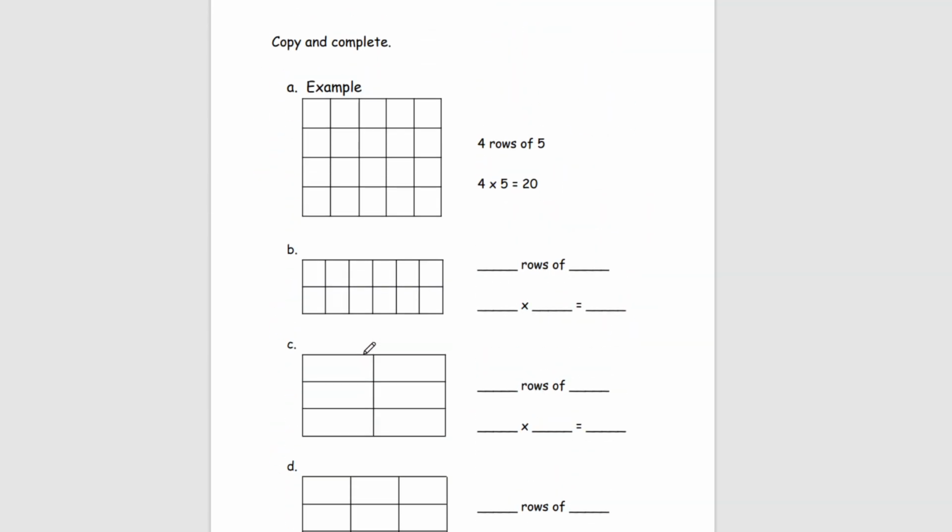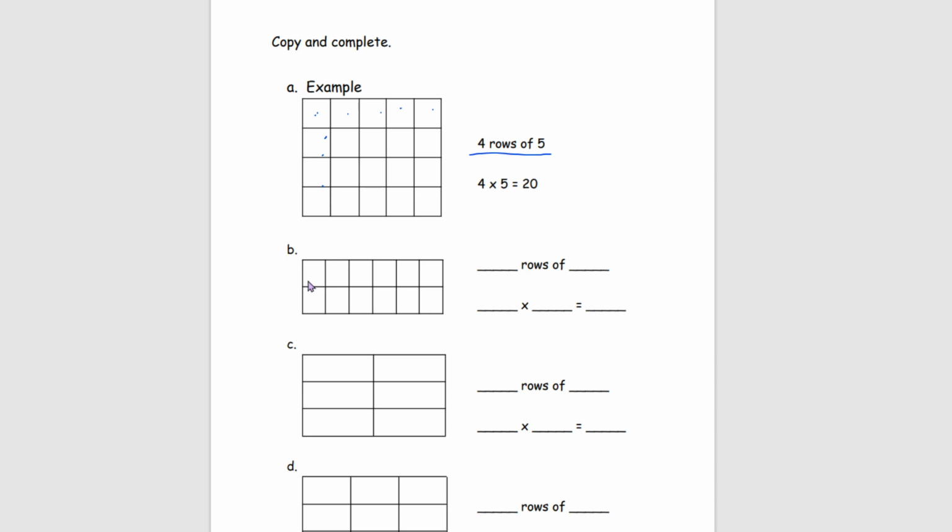On this page, we'll be copying and completing. And so over here, our example shows us 4 rows of 5, so we should look at the grid first. Here we can count 1, 2, 3, 4, 5, and then 1, 2, 3, 4 down. And so that's why in our example over here, we have 4 rows of 5, which is true, and then we have 4 times 5 equals 20, which is also true.